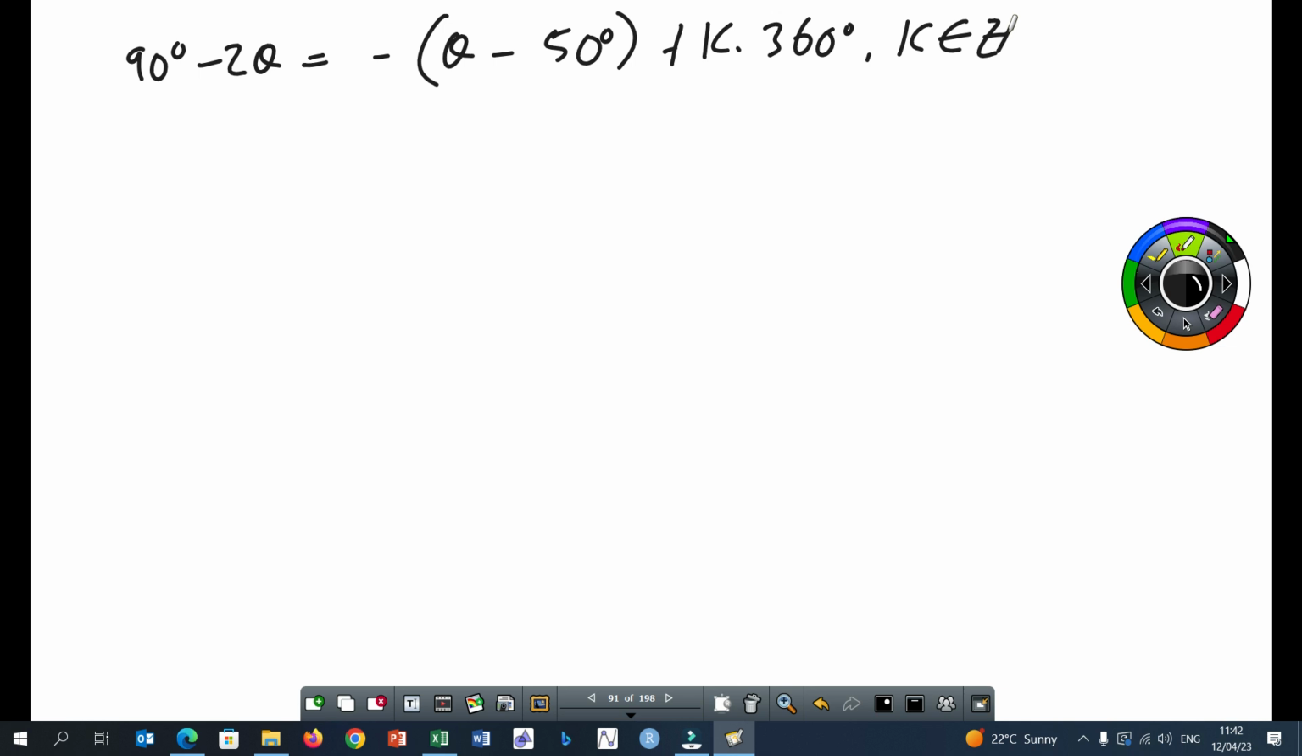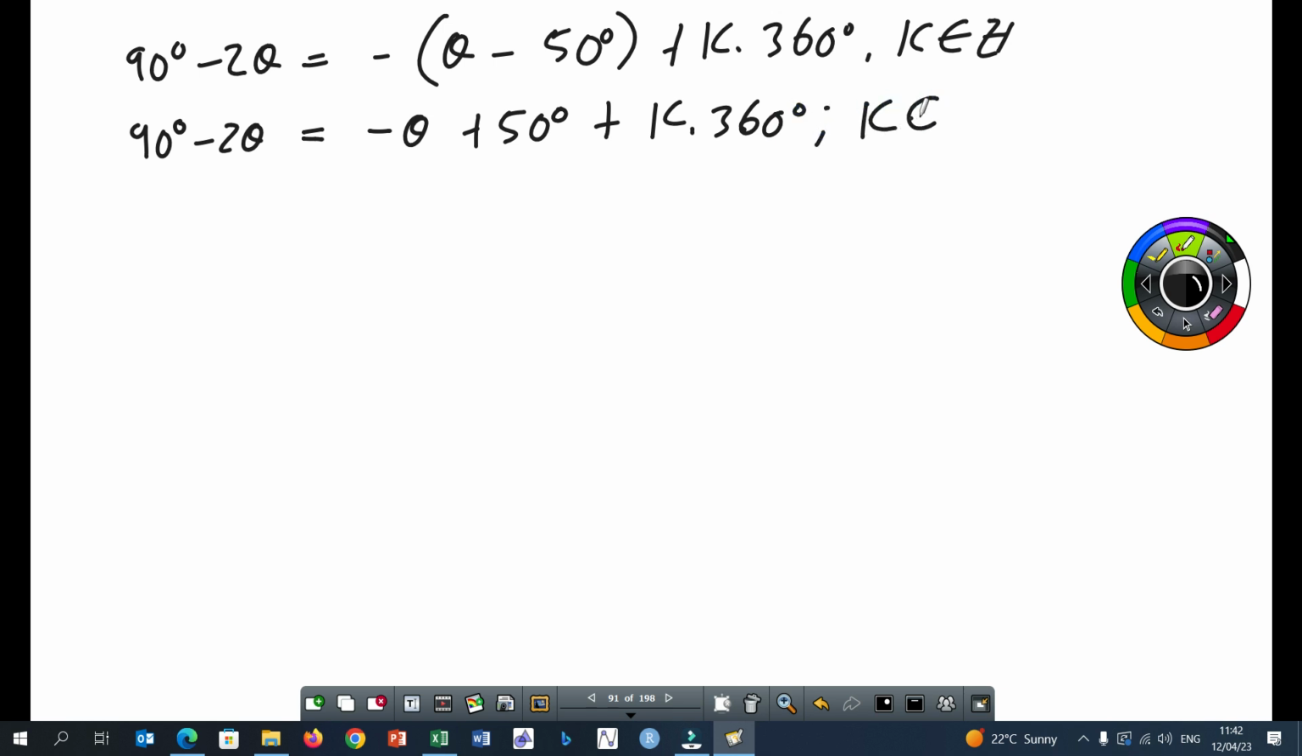Okay, so this will be 90 degrees minus 2 theta is equal to minus theta plus 50 degrees plus k times 360, where k is an integer. So this will give you minus theta is equal to minus 40 degrees plus k times 360 degrees, where k is an integer.